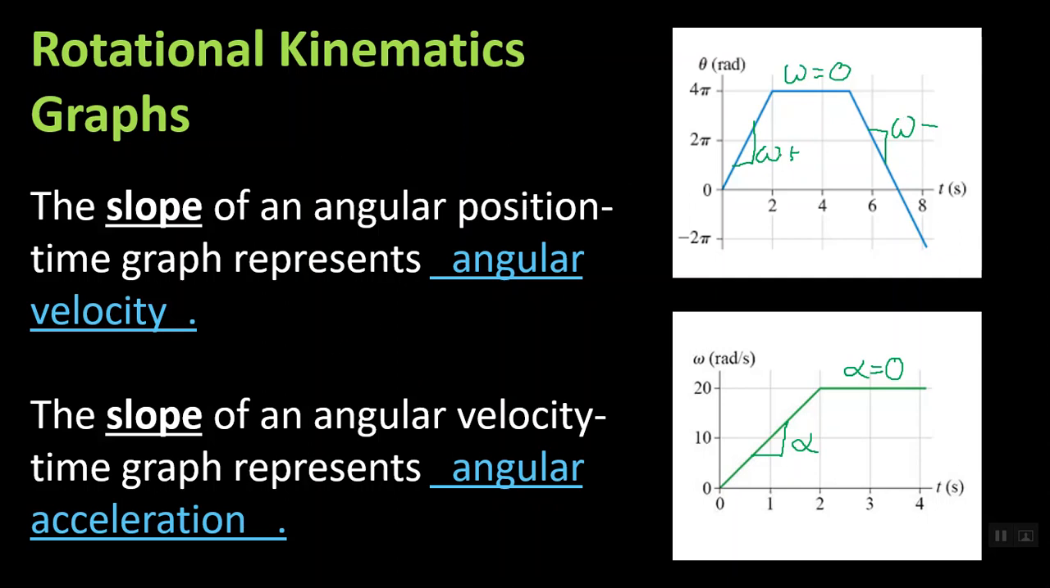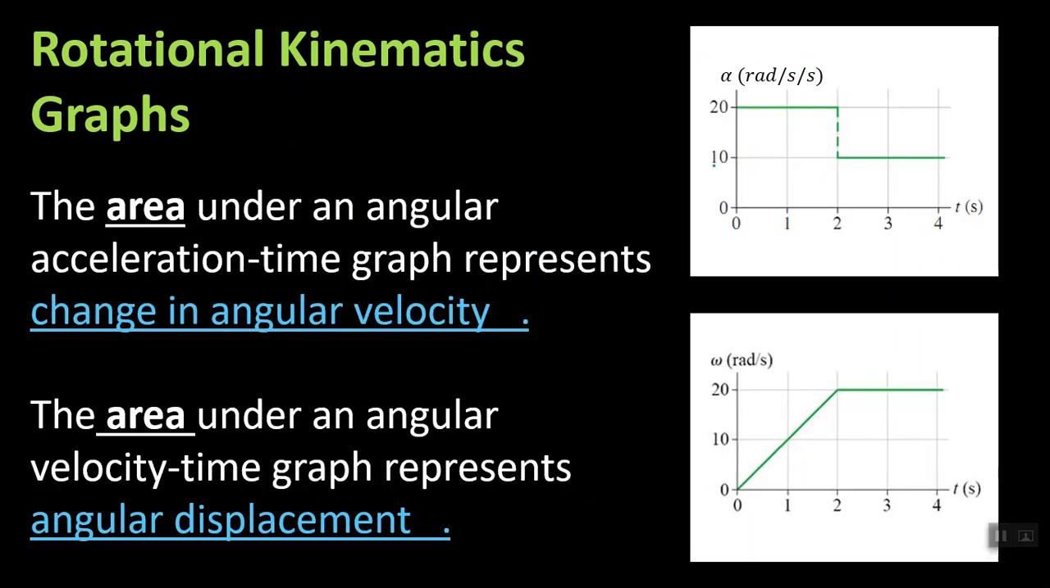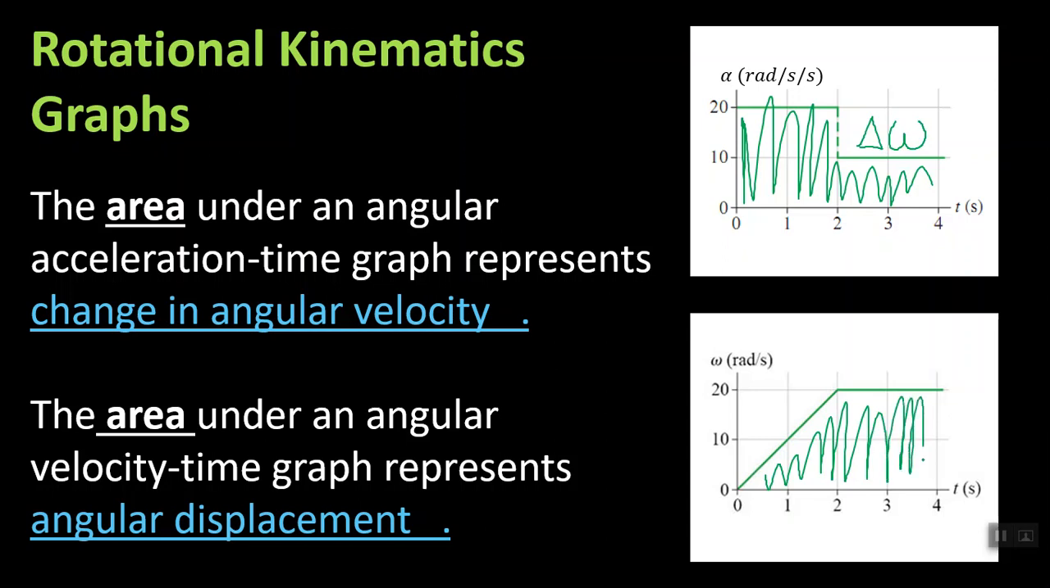Then on the other side, the area underneath the acceleration time graph, this angular acceleration time graph, represents change in angular velocity. And the area underneath the angular velocity time graph is going to represent change in angular position, also called angular displacement theta.